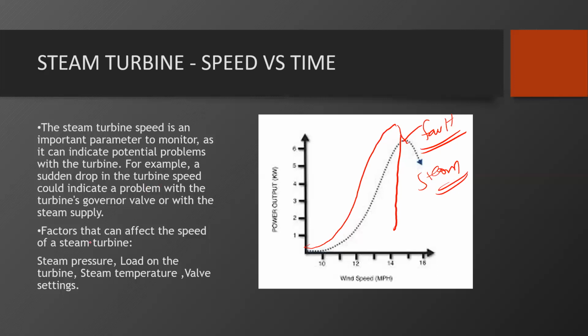Factors that can affect the speed of the steam turbine may be the steam pressure, load of the turbine, steam temperature, and valve settings. That is, if steam pressure decreases, the speed of the turbine decreases. The load of the turbine, the steam temperature, and whether the valve is open to the highest setting or the lowest setting may all affect the speed with time graph, or the speed with time curve.